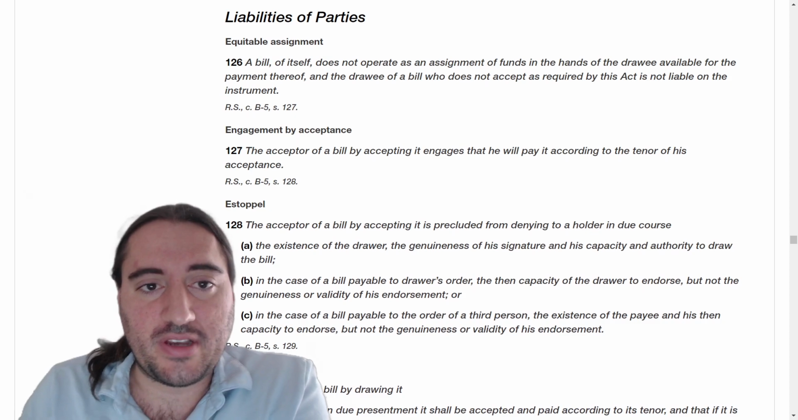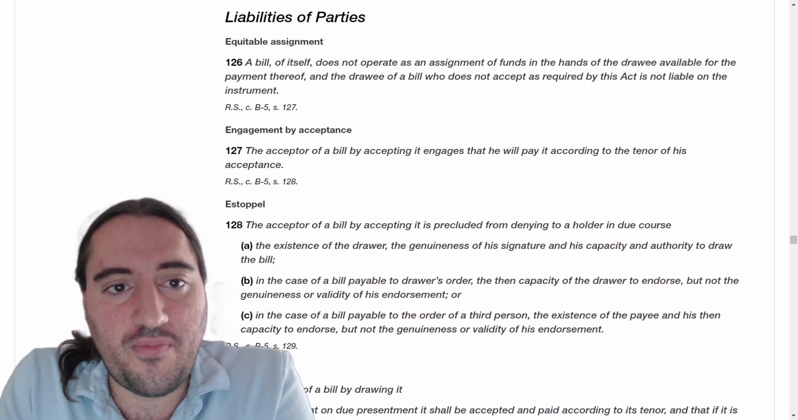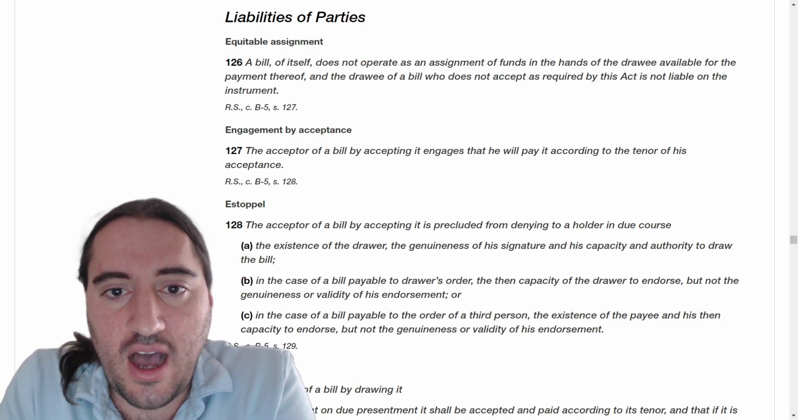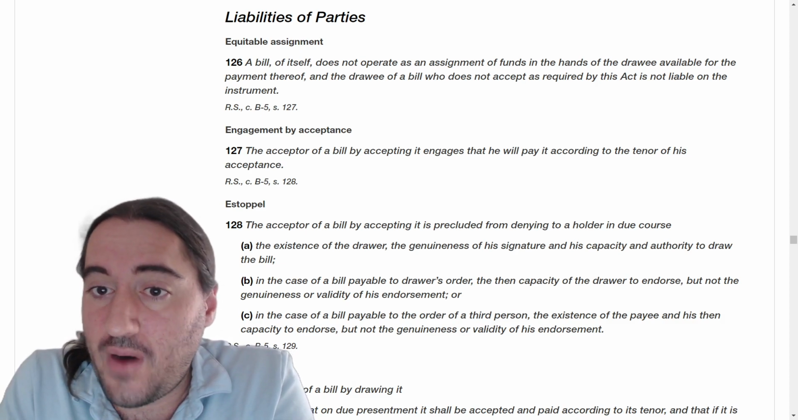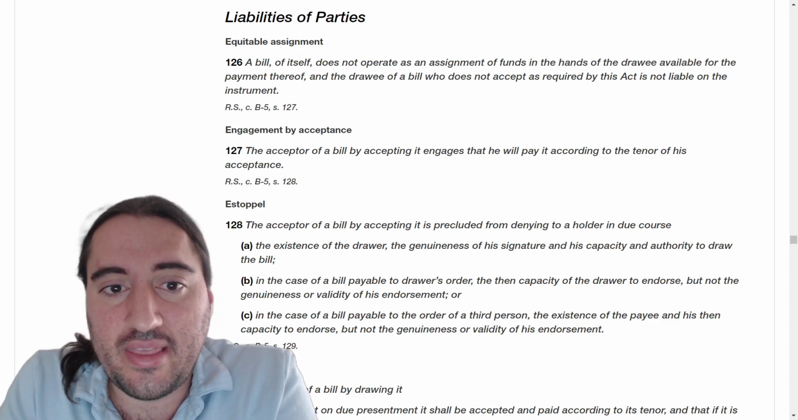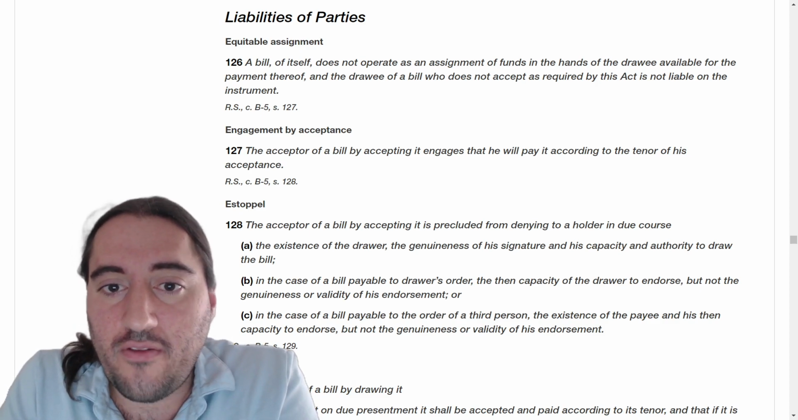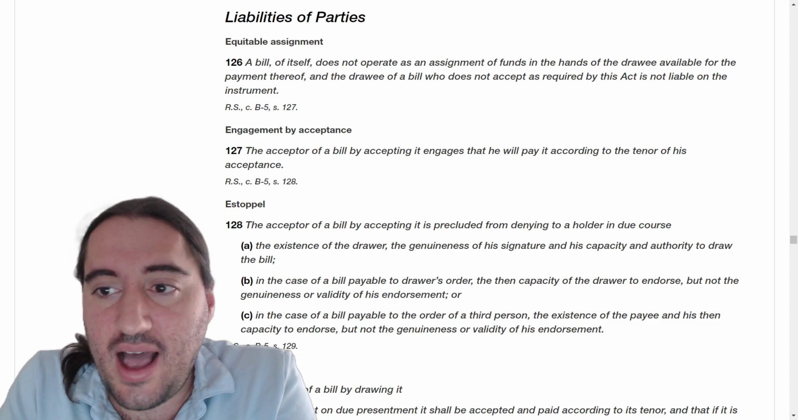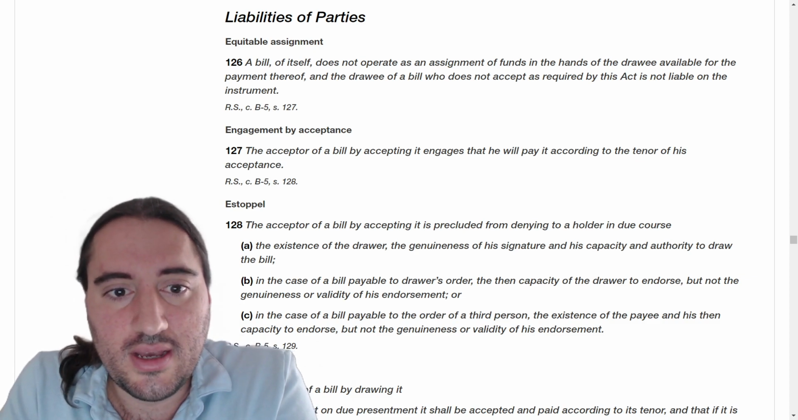Alright, next big section, liabilities of parties. Equitable assignment. A bill of itself does not operate as an assignment of funds in the hands of the drawee available for the payment thereof, and the drawee of a bill who does not accept as required by this act is not liable on the instrument.